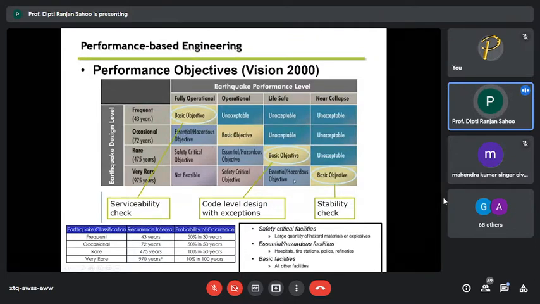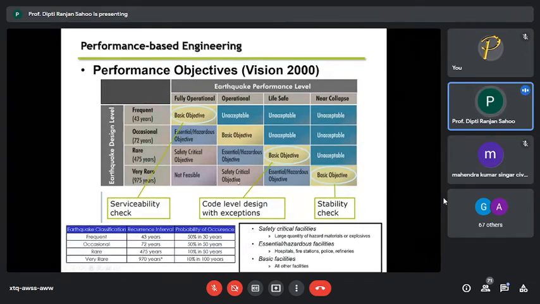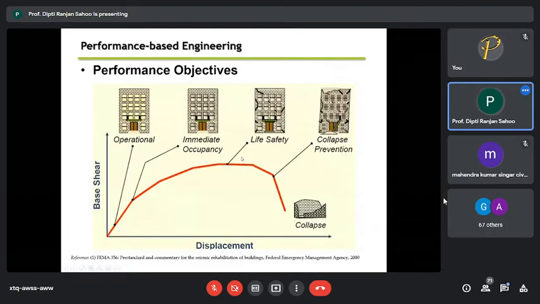Similarly, you see that these are for the essential services. These are for the safety critical, and this is very rare and fully operational. Probably you can go for very complicated and important structures, but it is practically not feasible. Even the nuclear power plants are designed for a very rare earthquake, magnitude 9 or something. It has to be operational. Again, it depends on how you define operational in terms of the building or the structures. But that is how the performance objectives are defined.